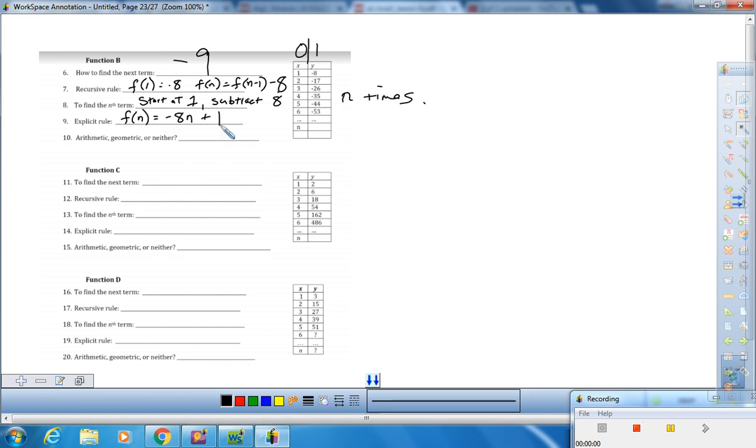And again, this is arithmetic. How do I know it's arithmetic? Because it's going down by 9 every time. It's linear. It has a slope. Okay?